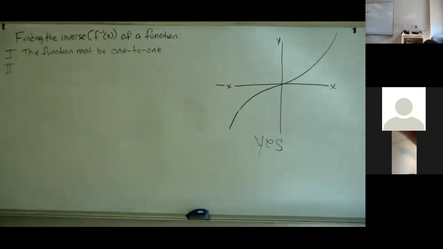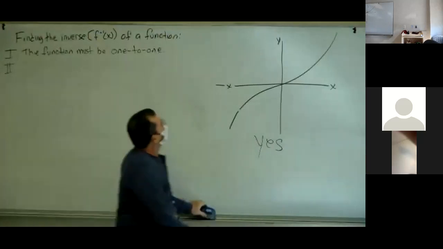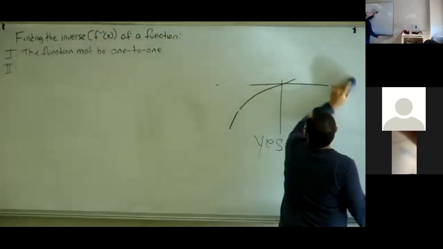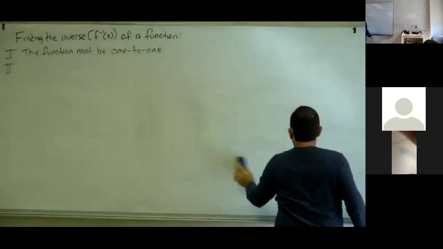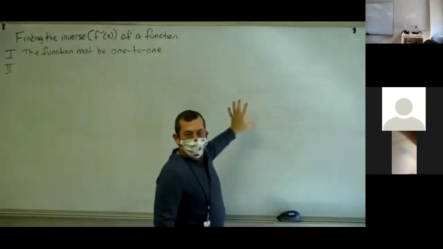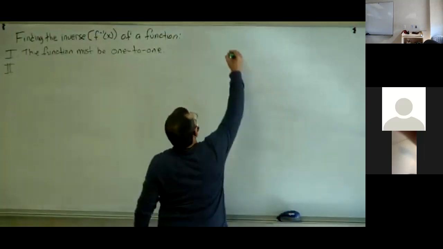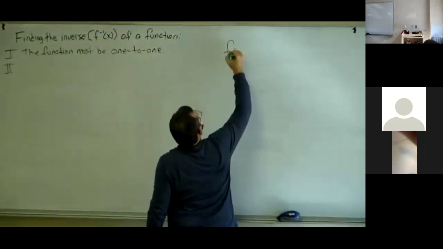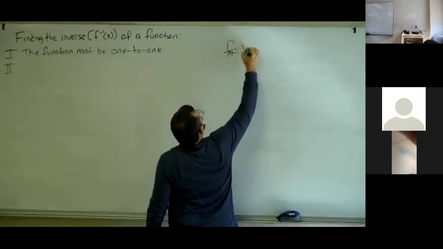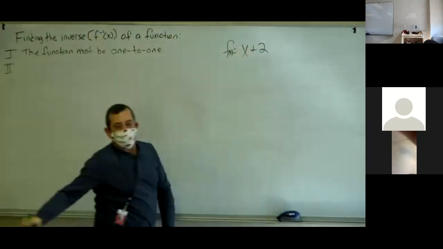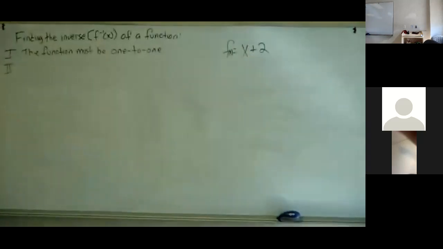So if they're one-to-one, I'm going to sort of work through a problem while I give you these rules. So I'm starting with my function. Let me just start with f of x equals something like x plus 2. That'd be a straight line, so that'd be a function. It'd be definitely a function and one-to-one both.